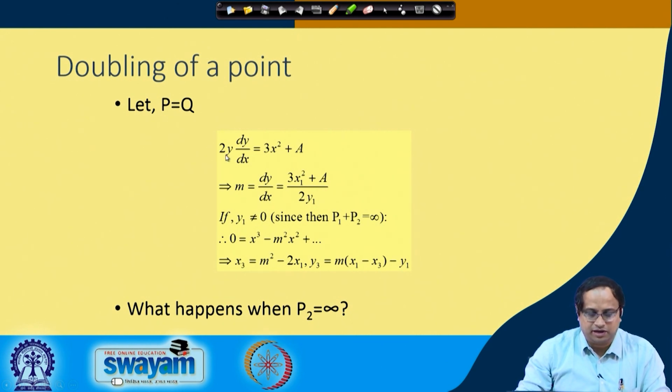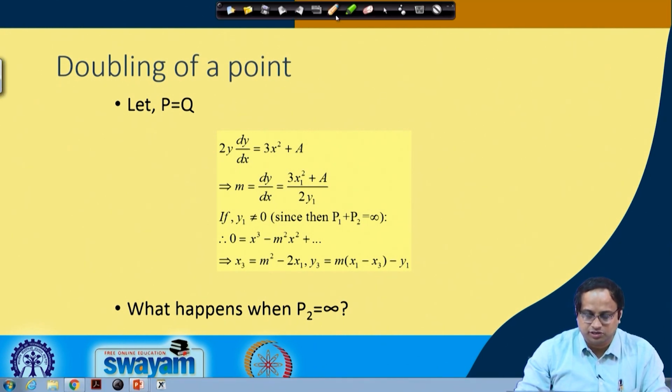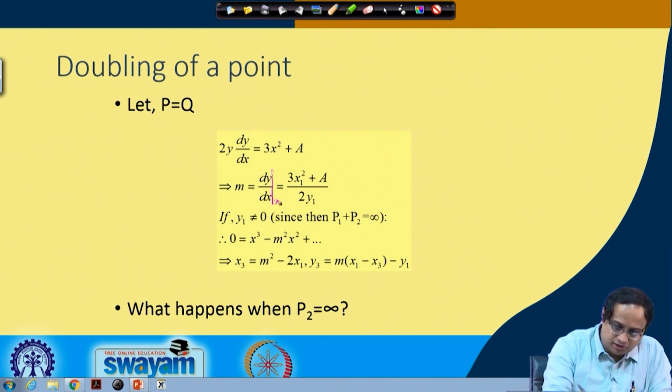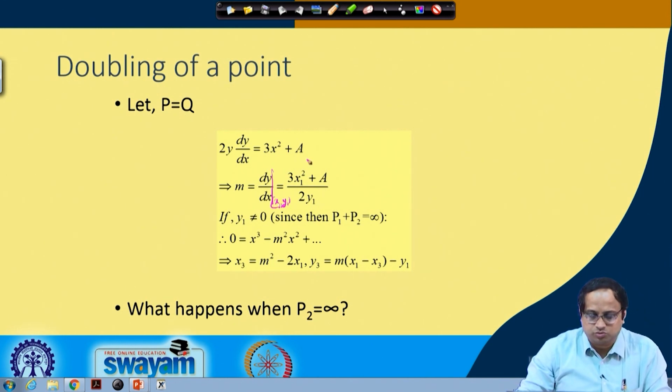So now if I differentiate my curve, I obtain 2y dy/dx equal to 3x squared plus a, and therefore m, the slope, is dy/dx at the point x1, y1. So this is equal to (3x1 squared plus a) divided by 2y1. If we are particular, we should write that this derivative is taken at the point x1, y1.